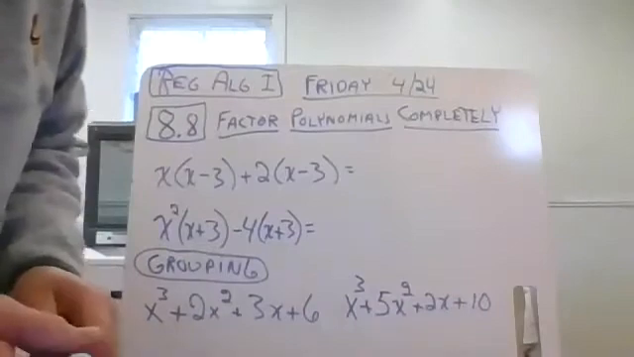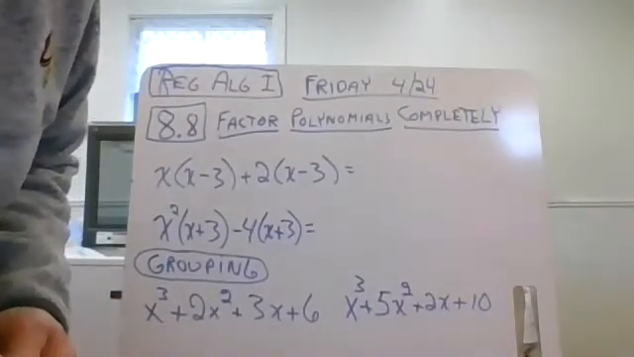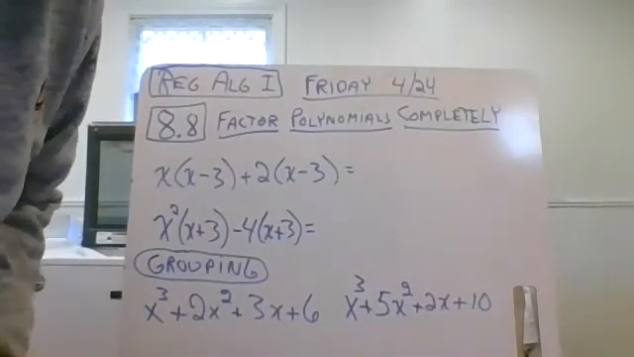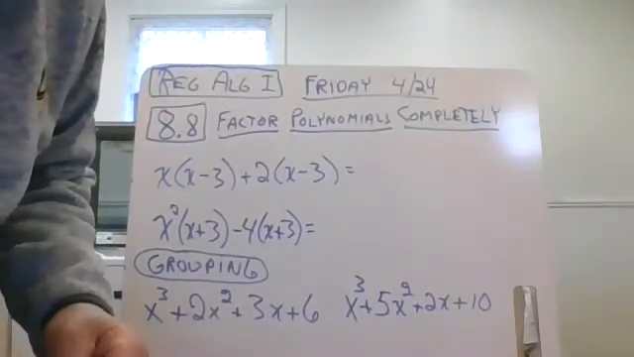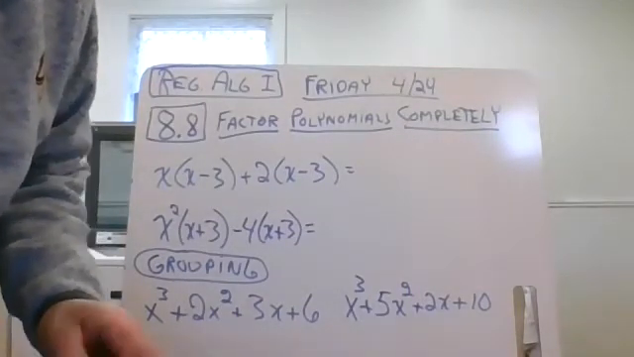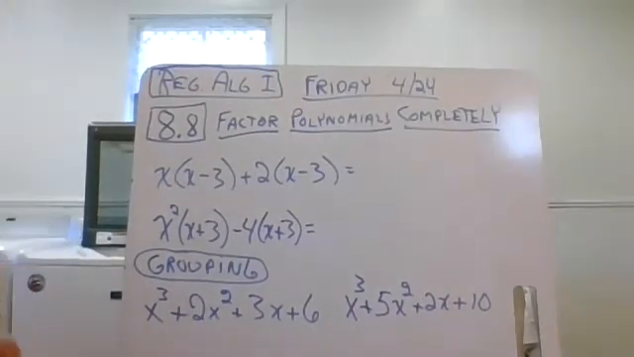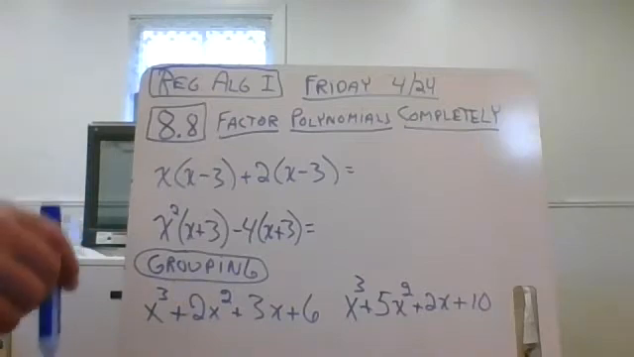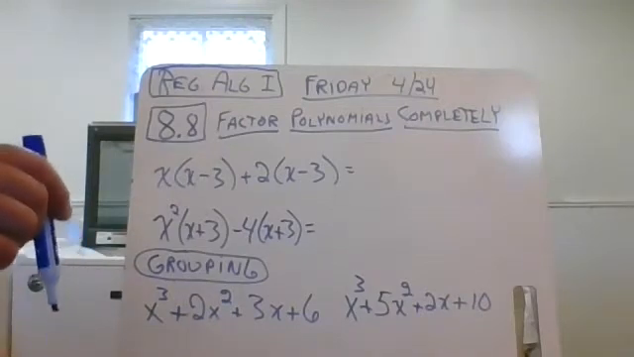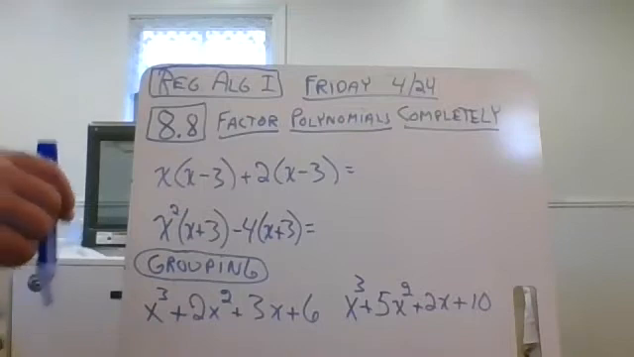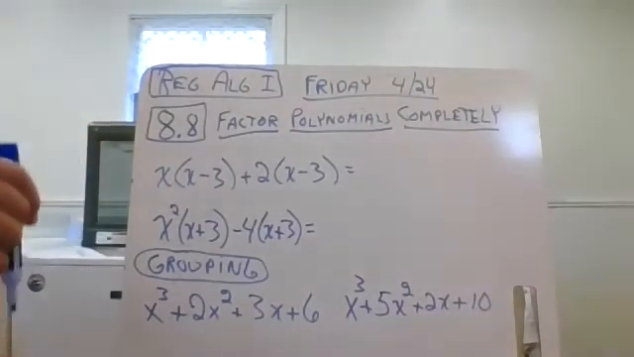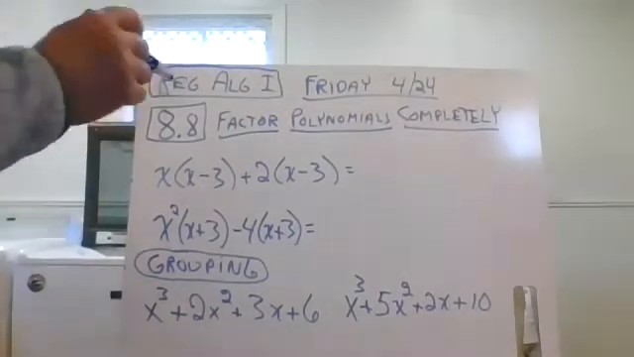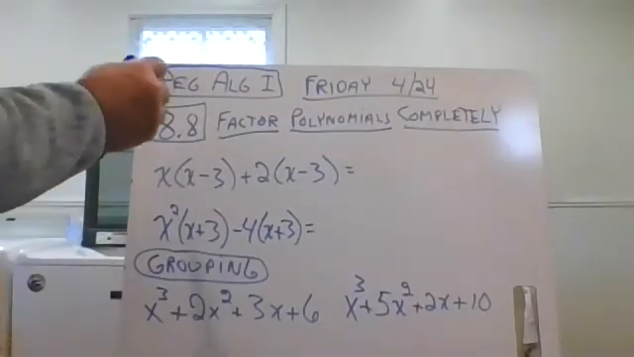Okay, so we finished that 8.7, and hopefully you did a nice job on that section. And the way they presented it, they had a lot of the problems. You had a greatest common factor that you had to take out before you did the problem. Then it was a difference of squares or a perfect square trinomial. But you needed to first take that GCF out. Well, this section 8 is all about that.